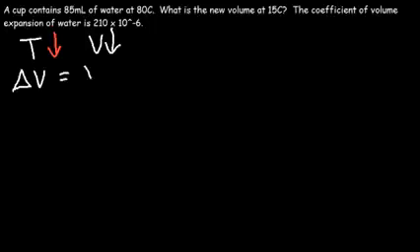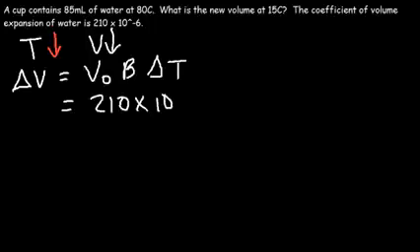Here's another one. A cup contains 85 milliliters of water at 80 degrees Celsius. What is the new volume at 15? So we can see that the temperature is decreasing, so the volume of water should decrease. Now we have the coefficient of volume expansion is 210 times 10 to the minus 6. So let's use the equation. The change in volume is equal to the original volume times the coefficient times the change in temperature. So the coefficient is 210 times 10 to the minus 6.